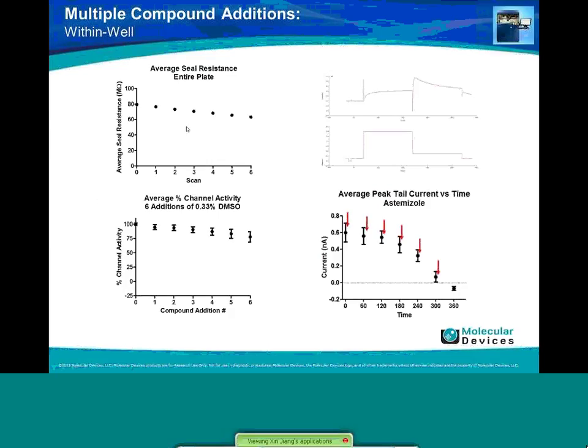So this is some of the quality control experiment we did beforehand, where we look at the stability of the seals and the stability of the current over time. This is in the absence of adding compound, but in this case the compound addition was just buffer. So looking at the stability of the seals and current over 6 additions, and it's fairly stable actually over time. And this is a voltage protocol, and this is an example showing the time-dependent and the concentration-dependent reduction of the hERG current in the presence of the astemizole channel block.